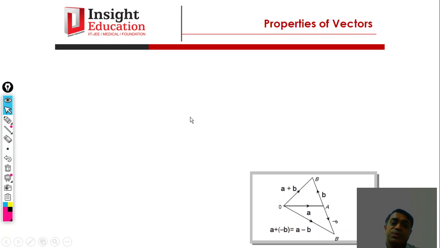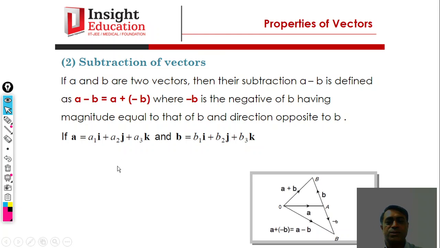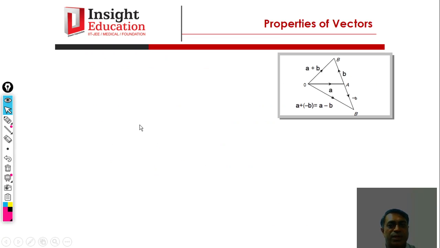Next is subtraction. You can see vector a, we can add b, so that is a plus b. For a minus b, we add minus b to a, the opposite of b. So this is a minus b. You can see the subtraction of vectors, a minus b. Similarly, we directly subtract the independent components: a1 minus b1, a2 minus b2, a3 minus b3.